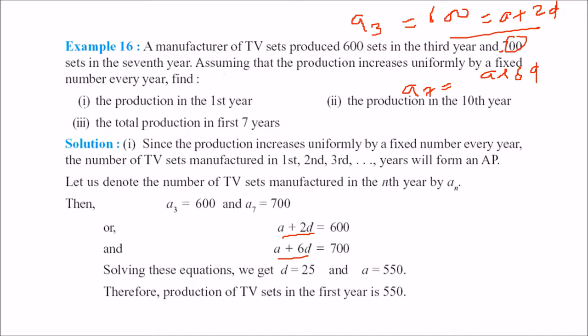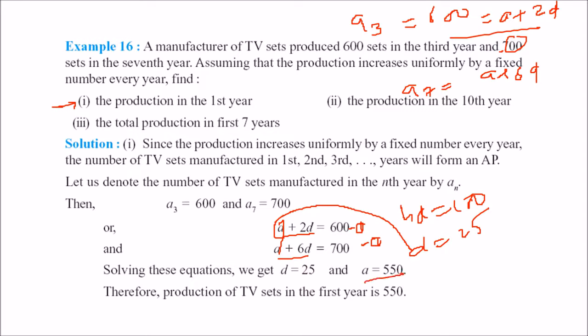Now we have to find various parts. So let us solve this. We can directly solve this. 6d minus 2d, that is 4d, will be equal to 100. d will be equal to 25. And a, that is 550. How did we come up with it? We can place this d in any of these equations, 1 or 2, and you can find out 550. So a and d we have found out using the situation which is given.